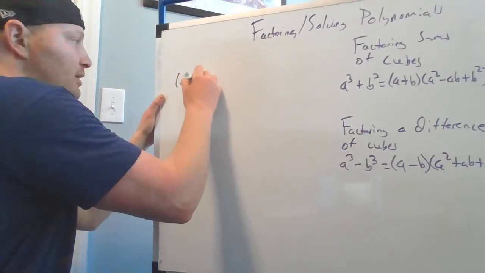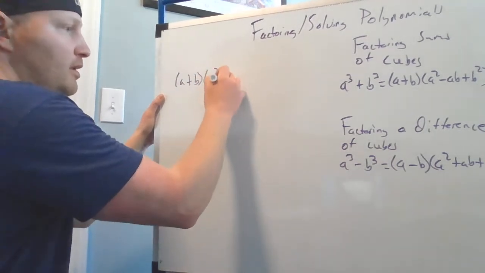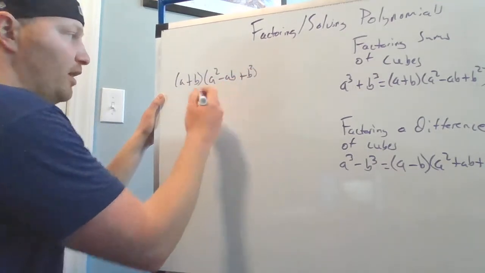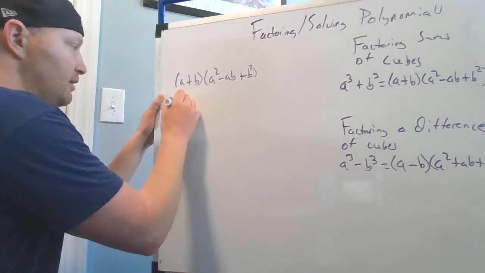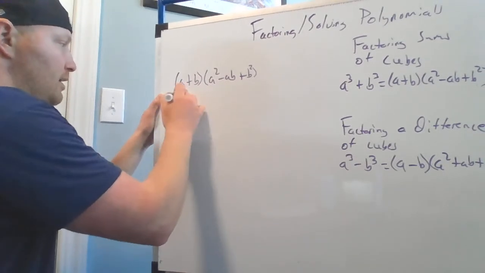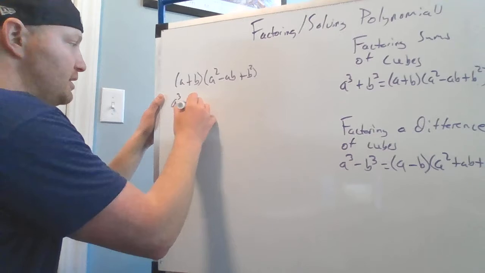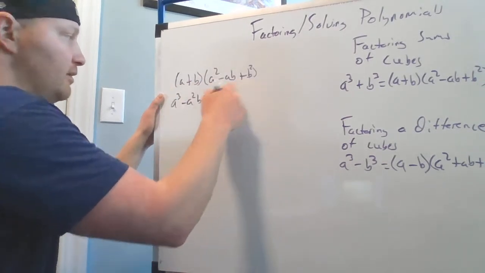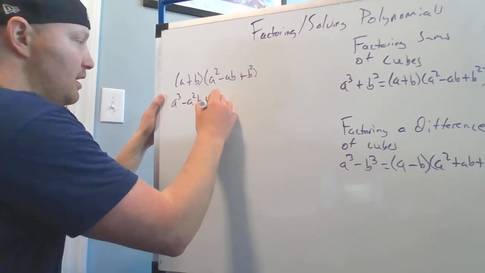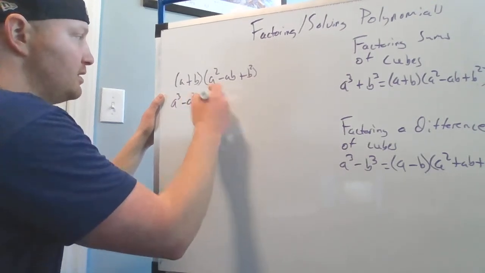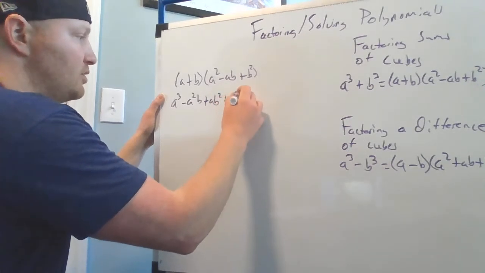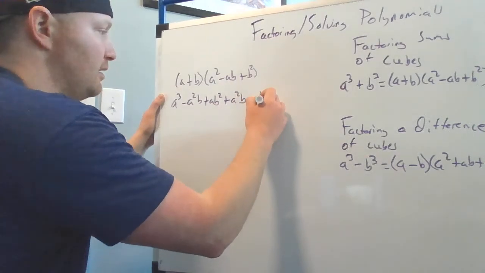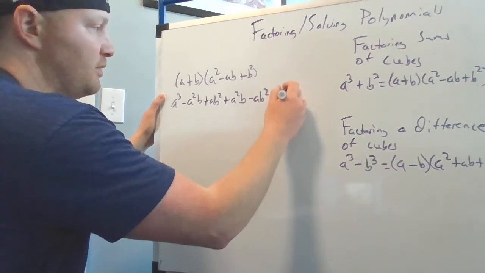If I have a plus b times a squared minus ab plus b squared, just do it like we did yesterday. So this would be a to the third minus a squared b, because a times a is a squared, keep that b together. This is plus a b squared. This is going to be plus a squared b. And look at this, these are going to cancel out. And this is minus a b squared plus b to the third.